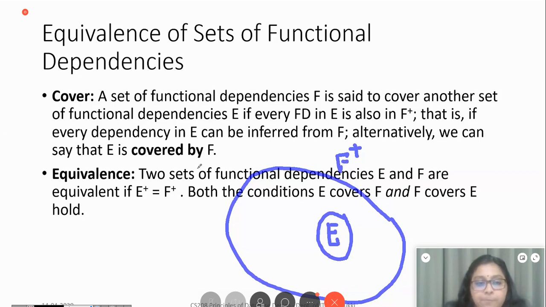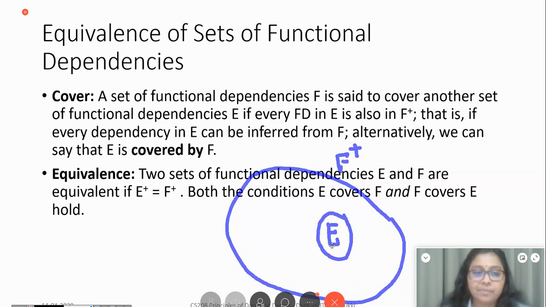Then we define another term called equivalence. By cover, what we mean is that F plus is a bigger set, and E is basically a subset of F plus. That's what a cover means. F covers E means all the functional dependencies in E are in F plus. That's what F covers E means. That means we can say that E is covered by F, or F covers E.